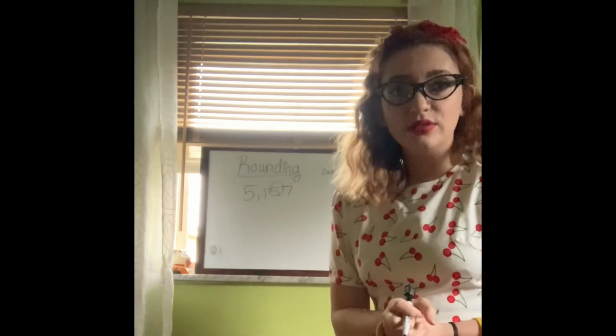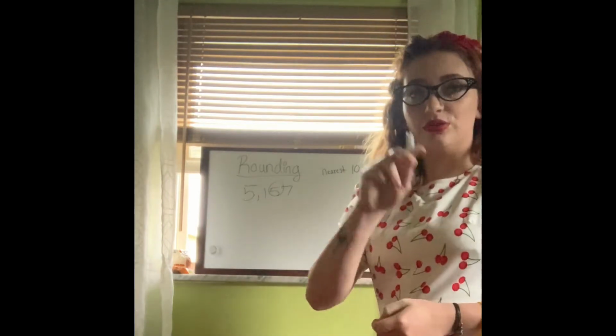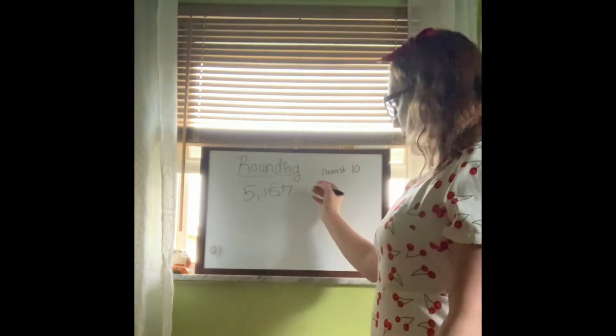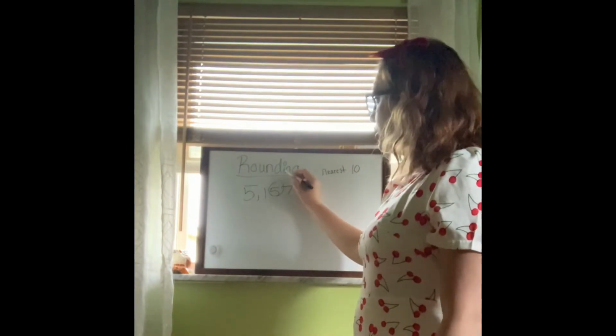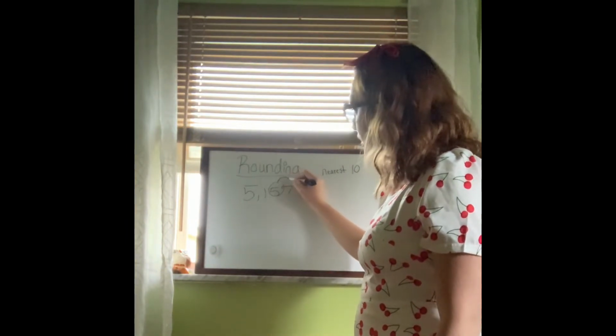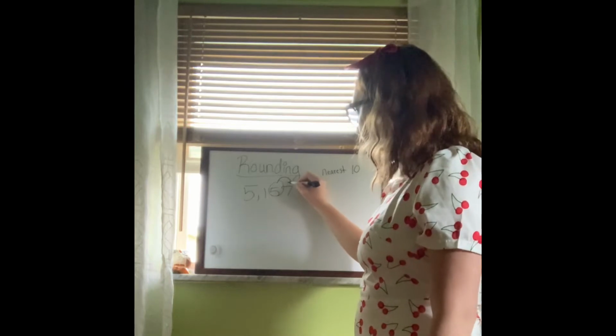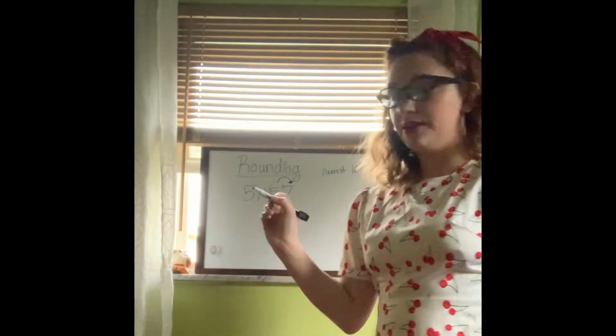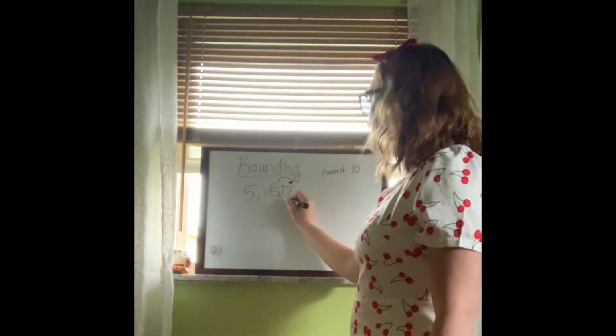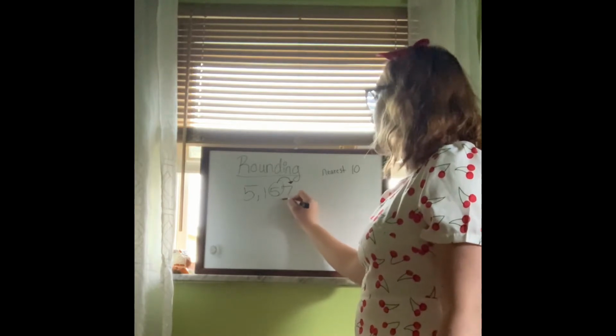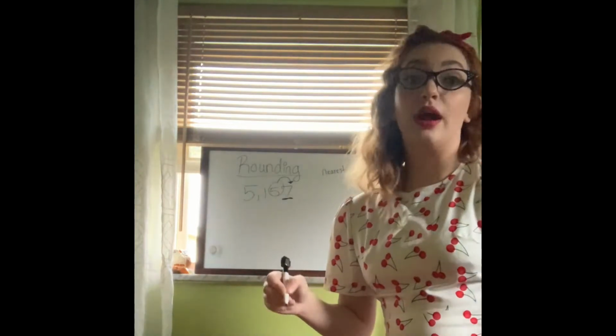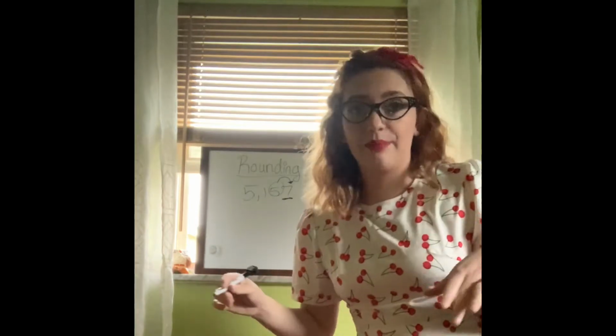Now when you're rounding, you're going to want to look at the number that's directly to the right. And in this case, in the tens, you're going to draw a little arrow to the ones place because that is the place directly to the right. And we have a 7 in the ones place, so I'm going to underline the 7 because that will be the number that determines if you round up or if you stay the same.